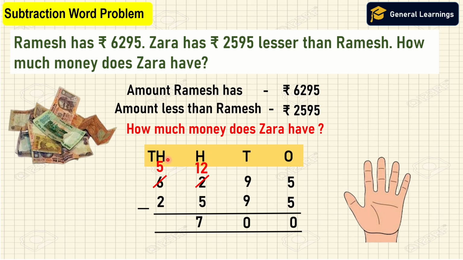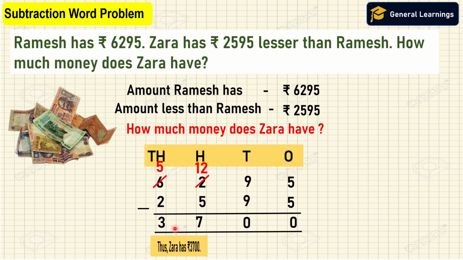Next we are going to subtract the digits in the thousands place, which is 5 minus 2. So we're going to keep 5 on our mind. So before 5 is 4, 3. So 5 minus 2 is 3. So thus Zara has rupees 3,700.